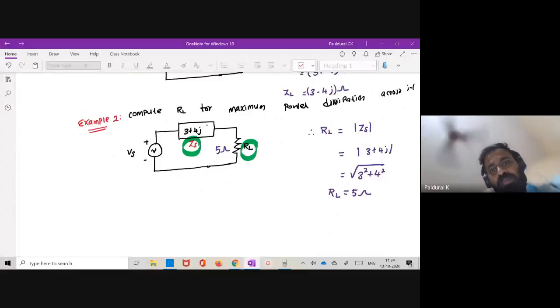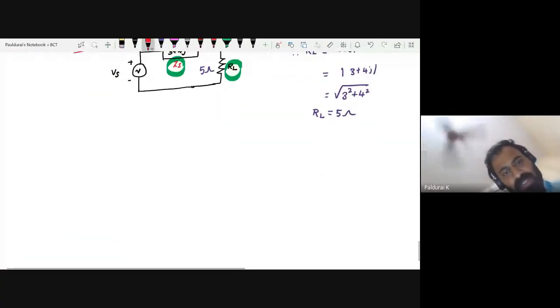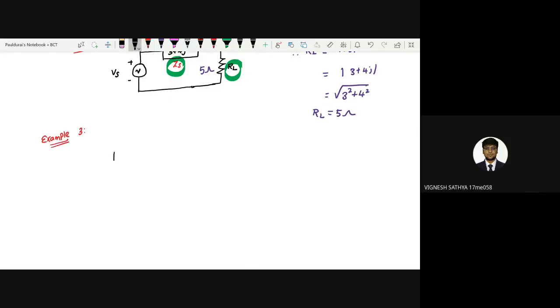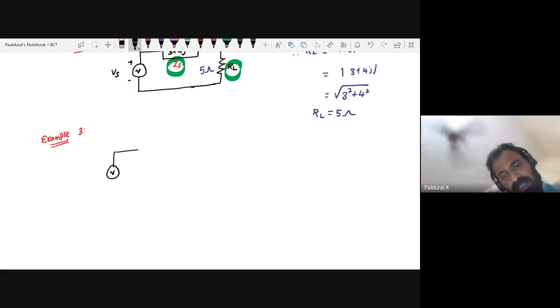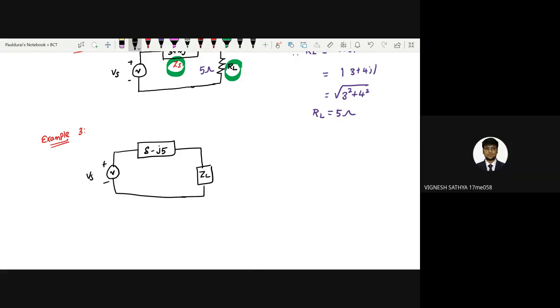We will solve problems tomorrow, and I want to solve one more problem. Vignesh, yes, sir. Answer, let's see. Find ZL for maximum power. Sir, 8 plus 5j.